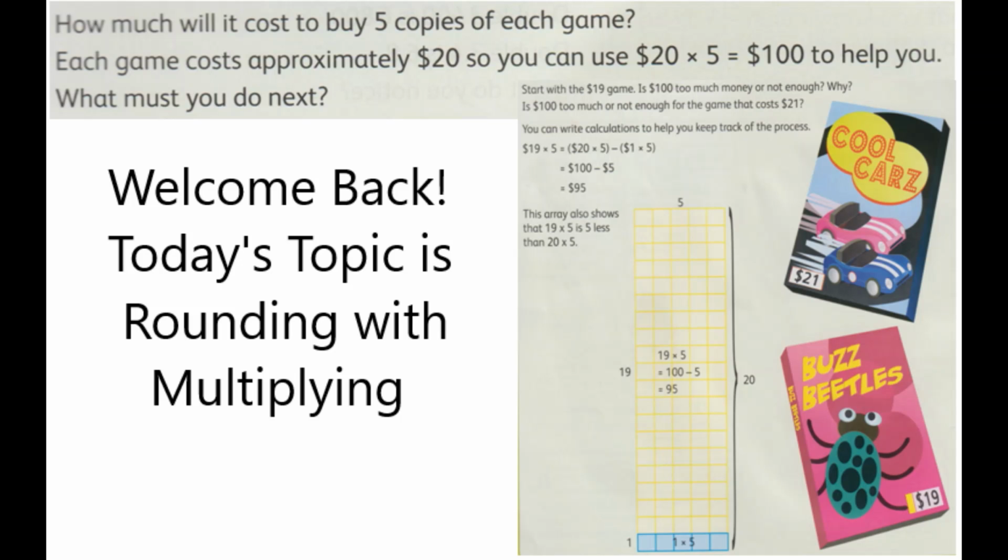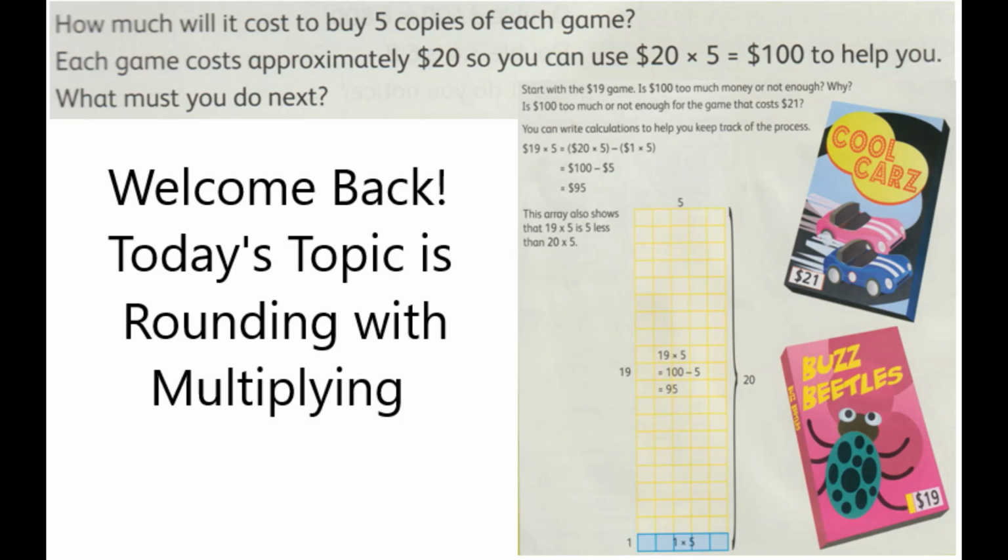Okay, so as you can see, what I have here in front of us is basically a word problem, and we are going to solve it. It says, how much will it cost to buy 5 copies of each game? If you look on the right hand side, I've got 2 games here. One's called Cool Cars, and the other one's called Buzz Beetles. And we're going to figure out how much it would cost to buy 5 copies of each game.